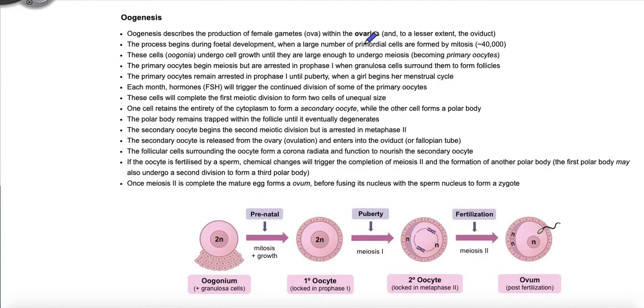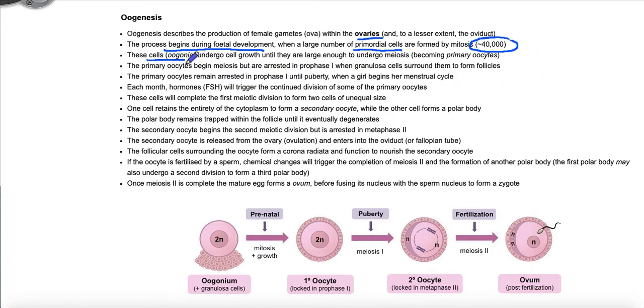This happens in the ovaries, and to a lesser extent in the oviduct, because the final phase of ova production happens when the sperm fertilizes the egg, and that happens in the oviduct. One key difference between spermatogenesis and oogenesis is that the process of oogenesis begins during fetal development. Here you start with a whole bunch of primordial cells, or germ cell lines, that are formed by mitosis. It gives you approximately 40,000 primordial cells that are eventually going to turn into eggs.